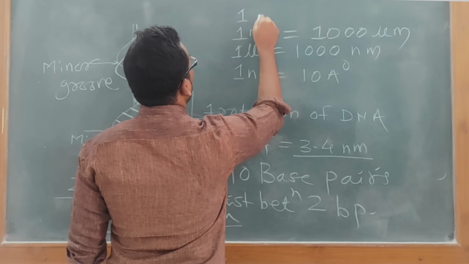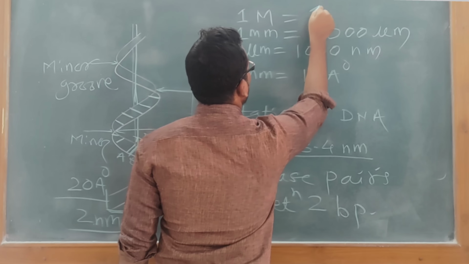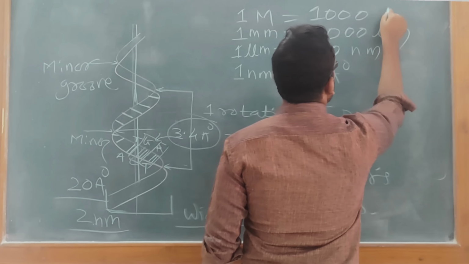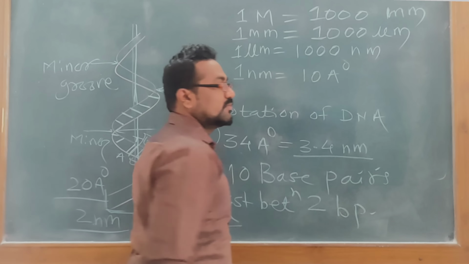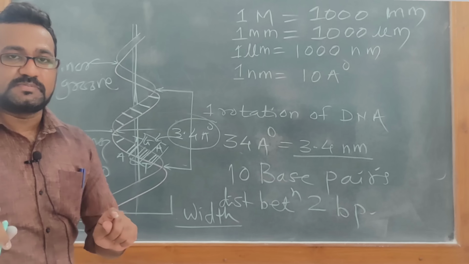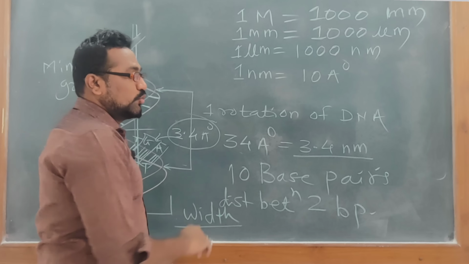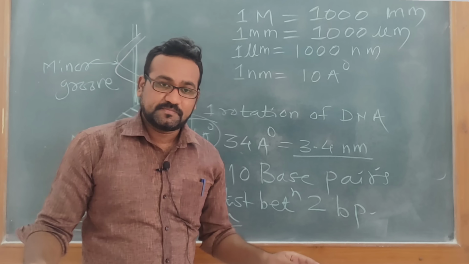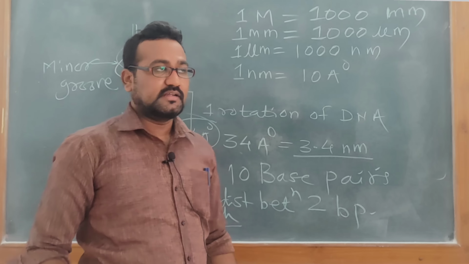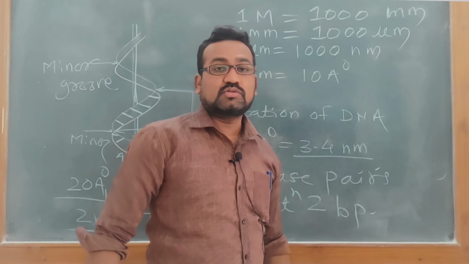1 meter is equal to 1000 millimeter. So understand this first. Whatever I am telling you here is very important. Why? You have 1 meter distance, that is 3 feet. My height is 2 meter, means 6 feet. 1 meter can be divided into 1000 millimeter.